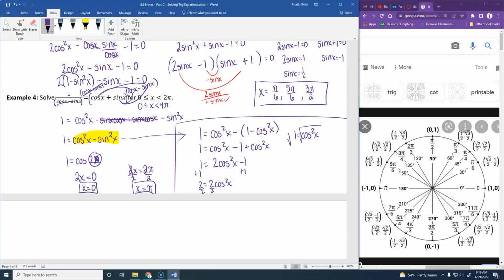Square root both sides, so we would get plus or minus 1 equals cosine x. So we would look for where cosine equals positive or negative 1. That happens at x equals 0 and x equals pi. So you get those same answers if you do it that way. It takes a few more steps, but we're probably more familiar with this path, so some of you may choose to do that.